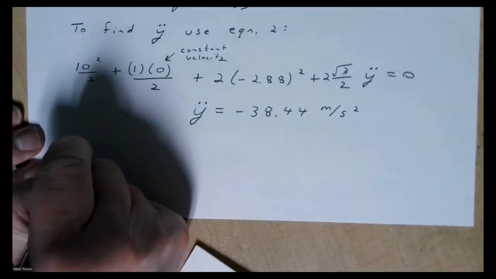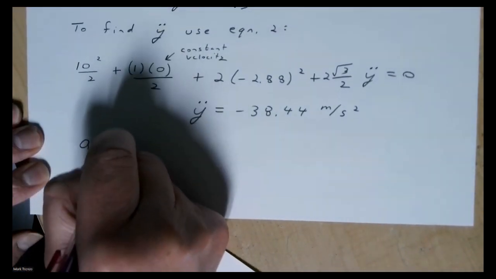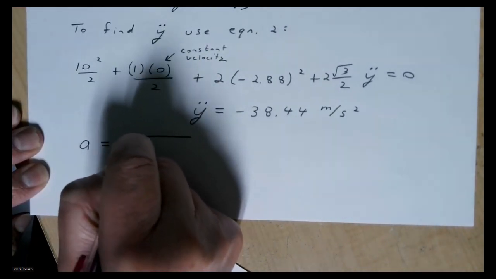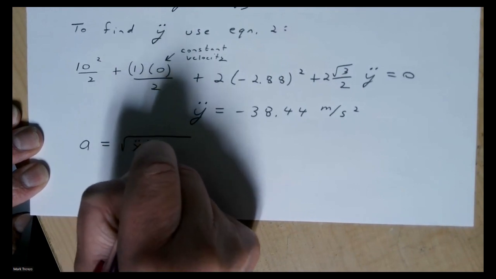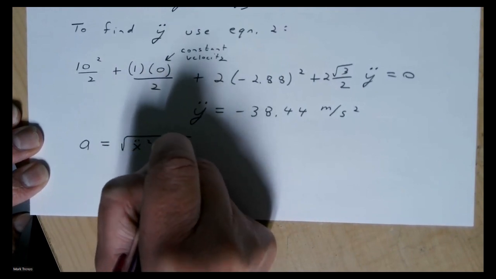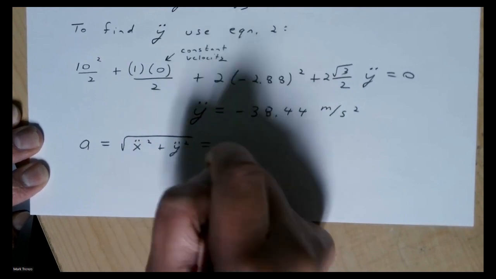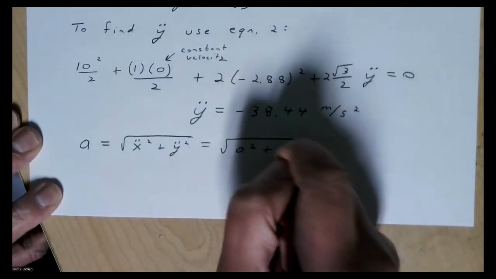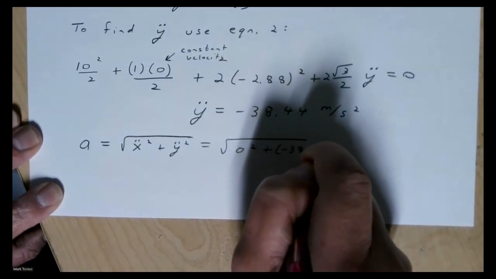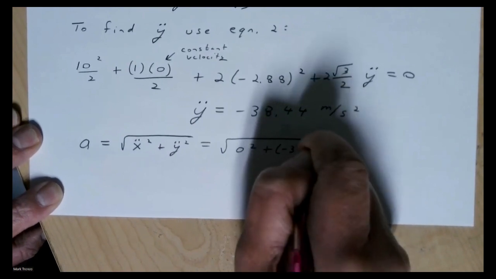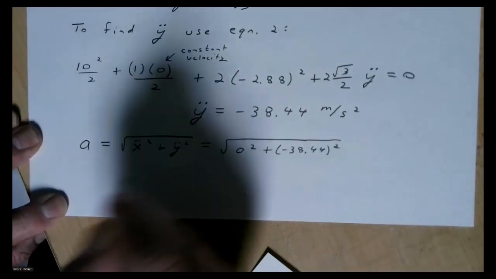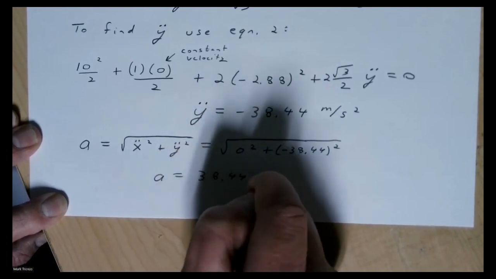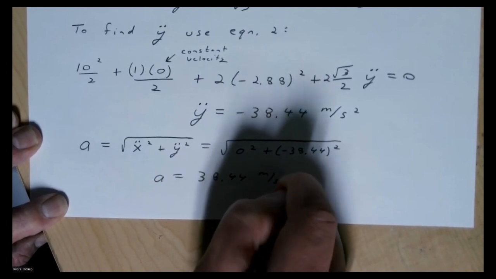So finally, to find the acceleration, that's going to be the acceleration in the x direction, and the acceleration in the y direction, but it's constant in the x direction. The y, we're actually going to end up with also 38.44 meters per second squared.